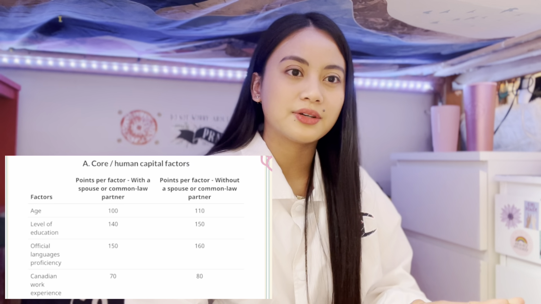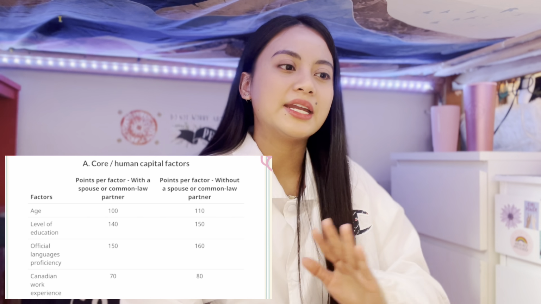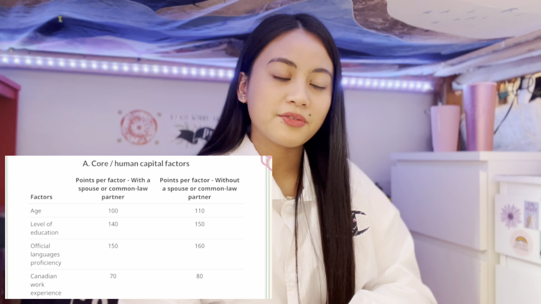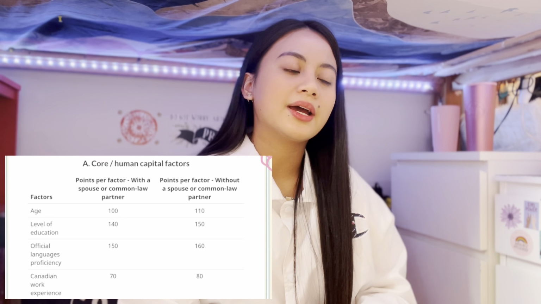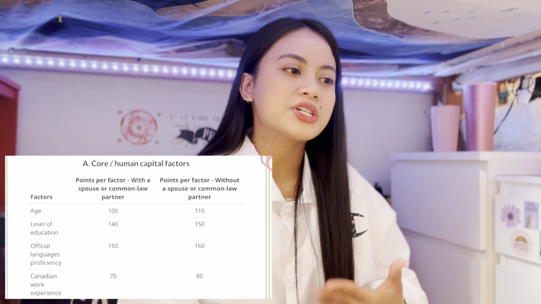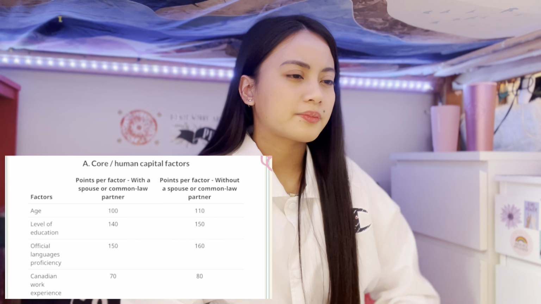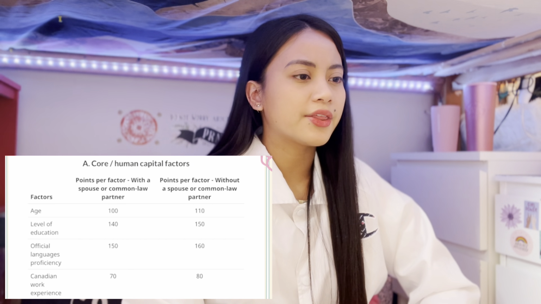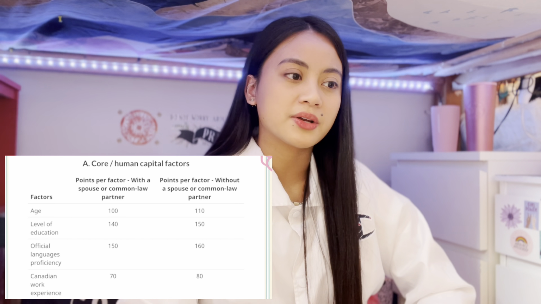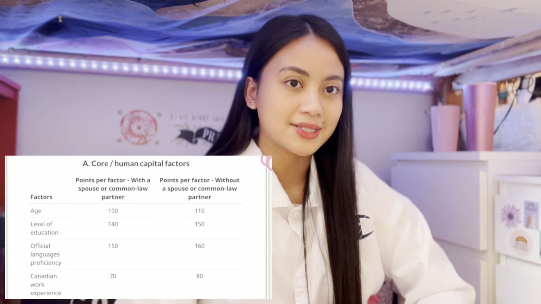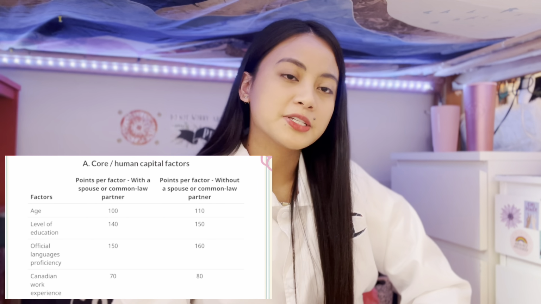So in here, you can see the factors, and then the points if you have a spouse or common law, and then the points per factor if you are single or without a common law or spouse. So the factors are the age, the level of education, official languages proficiency, and Canadian work experience. As we can see, there is a 10 points difference between the points per factor if you are married or you have a spouse or common law, and if you are single. So you'll get more points if you are single than if you have a spouse or common law.